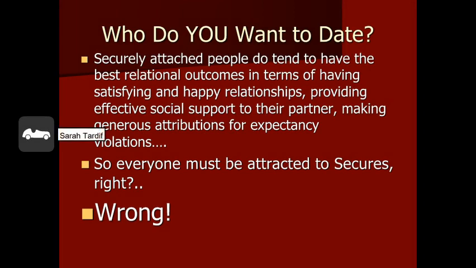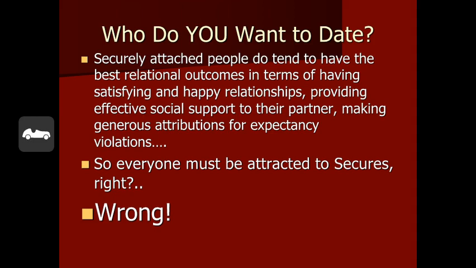So we know that securely attached people do tend to have the best relational outcomes in terms of having satisfying and happy relationships. The way that they're supportive of their partner, giving their partners a break if they screw up. And so it seems like everyone must want to date a secure person, right? Like that seems logical. If they're the most supportive, if they're the most reasonable, if they tend to have the best relationships, we all must want that, right?